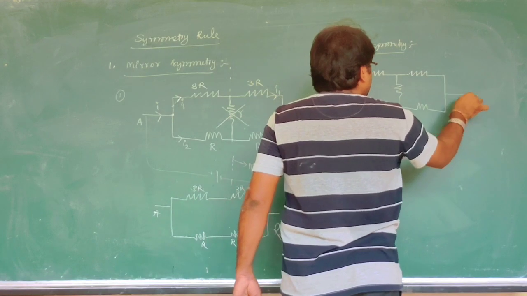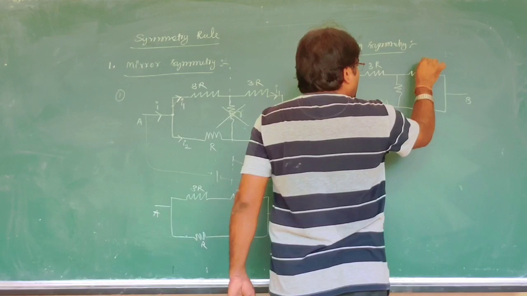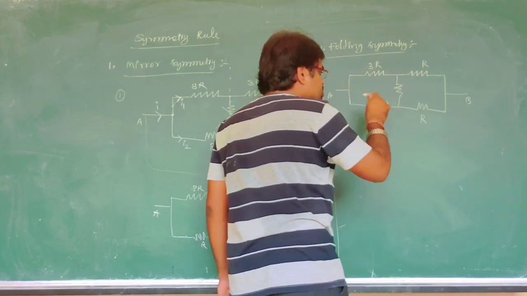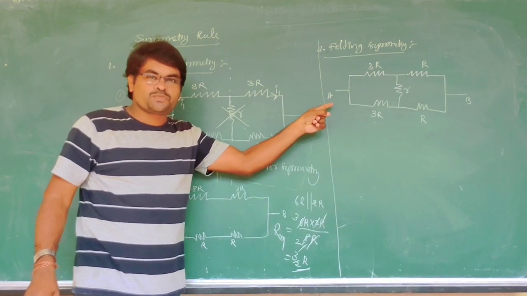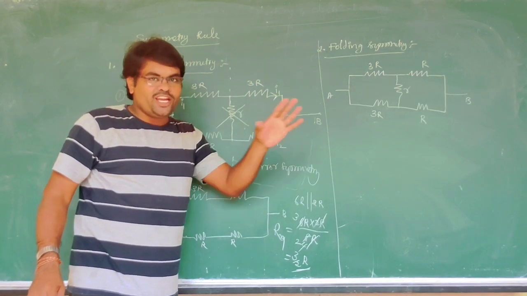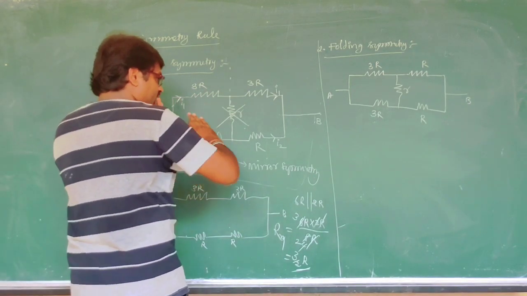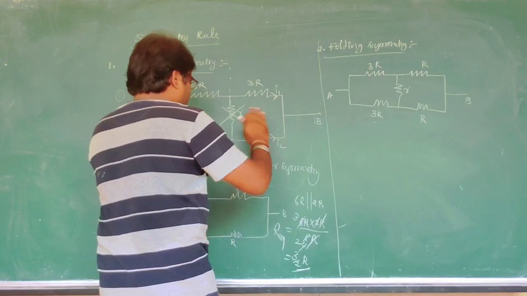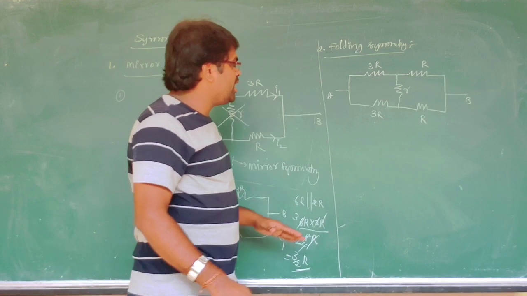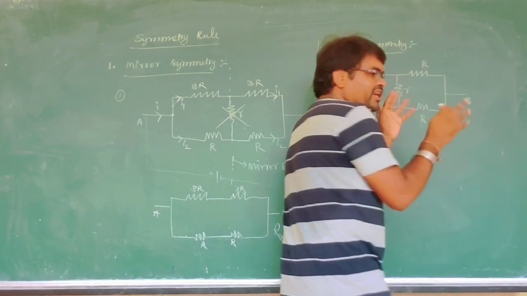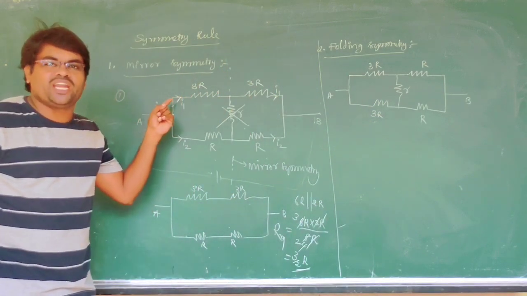A, B. That is 3R, 3R, R. Now you see, in this problem it is not possible to apply mirror symmetry. In mirror symmetry, the left hand side and right hand side are the same. But here the left hand side and right hand side are different. That's why it is not possible to apply the mirror symmetry.